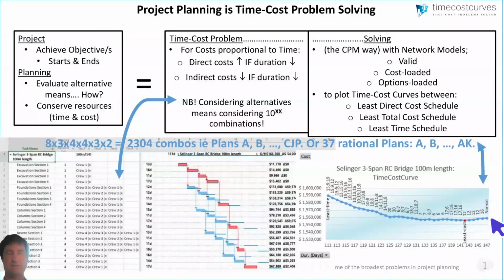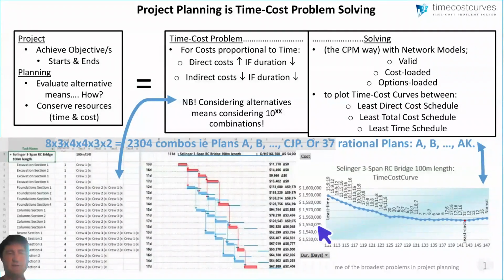But planning is about considering alternative ways which may be on the table, and by solving the time cost problem, you have a means of essentially evaluating all of these alternatives. Okay, that's at the right. Then at the left, you have the least time schedule. So we've gone from normal all the way to the least time schedule.